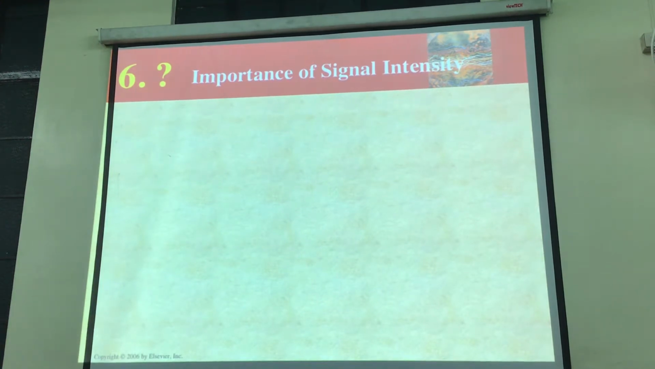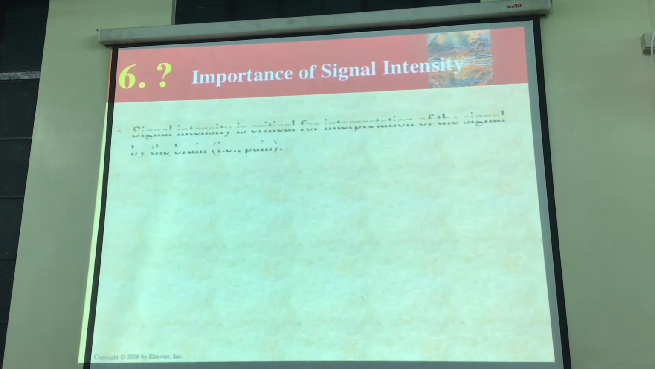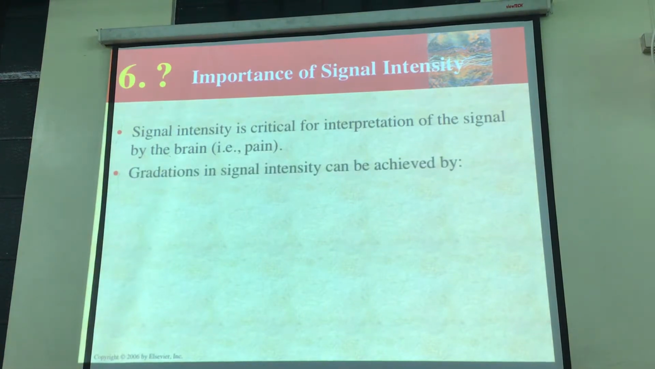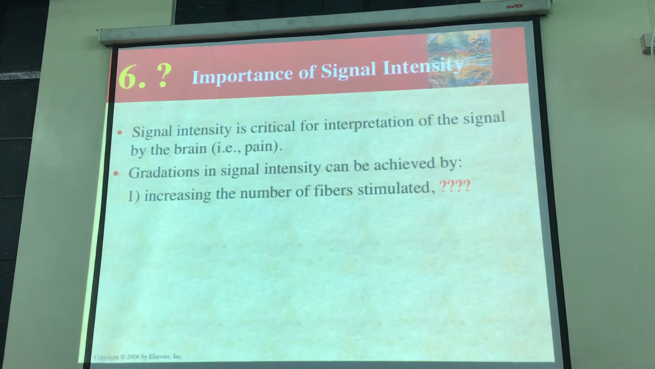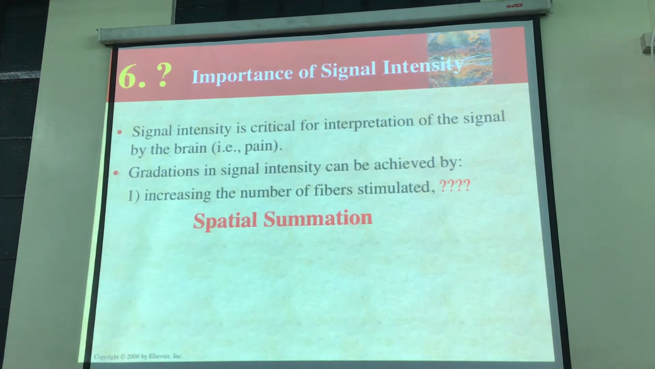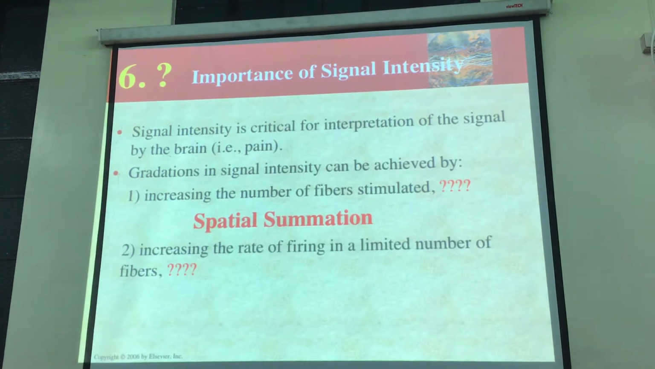How do we feel this stimulus? There are different mechanisms by which they stimulate the receptors. The signal intensity is very critical for the interpretation of the signal by the brain. So it depends on the signal intensity, and it can be achieved by two mechanisms. Either you increase the number of fibers stimulated, and you call that spatial summation, or there will be an increase in the rate of firing of a limited number of fibers, then that is called temporal summation.